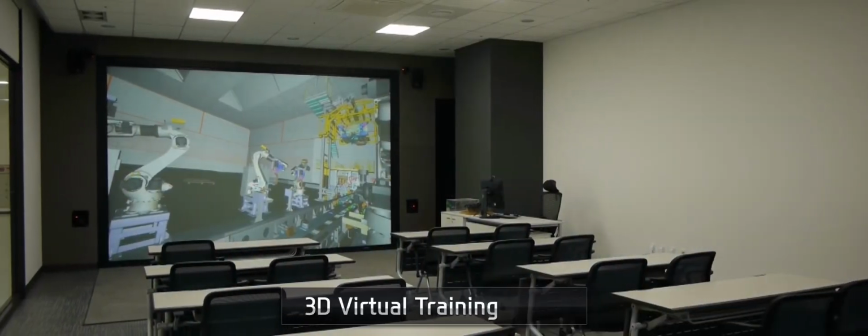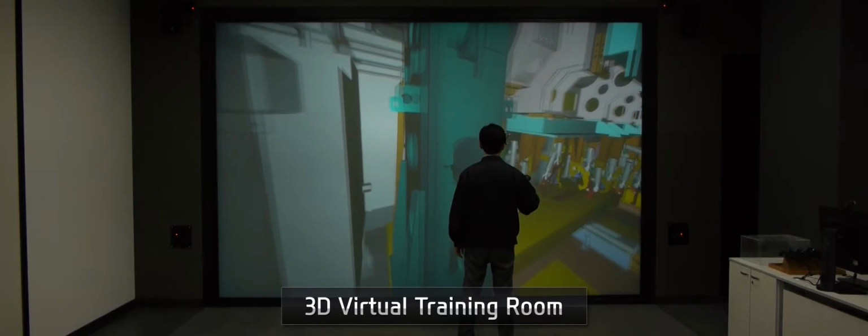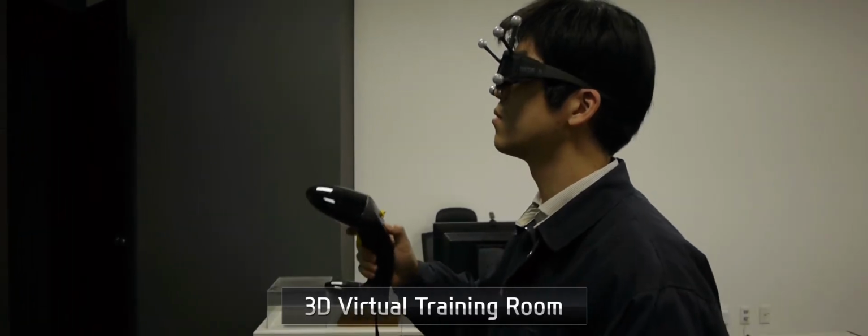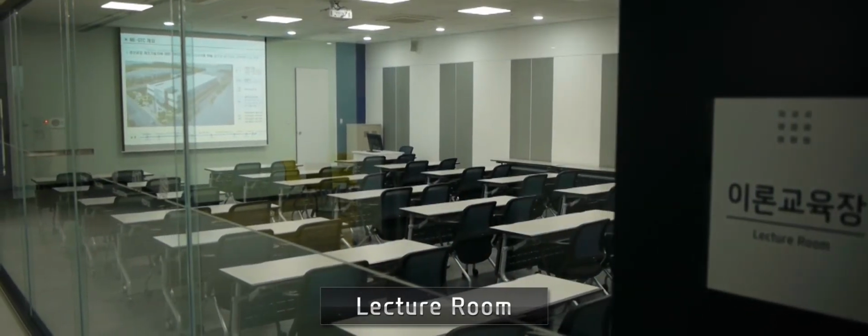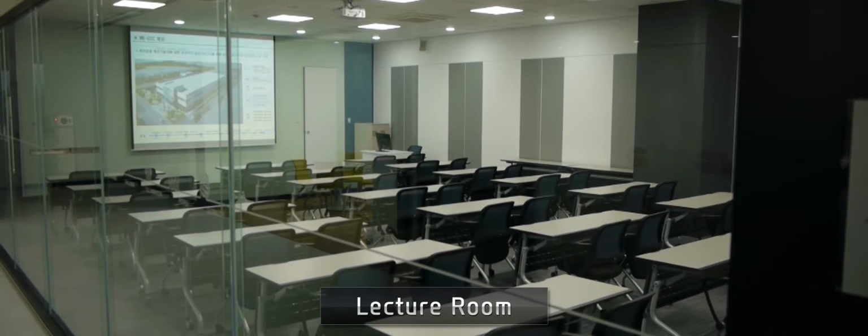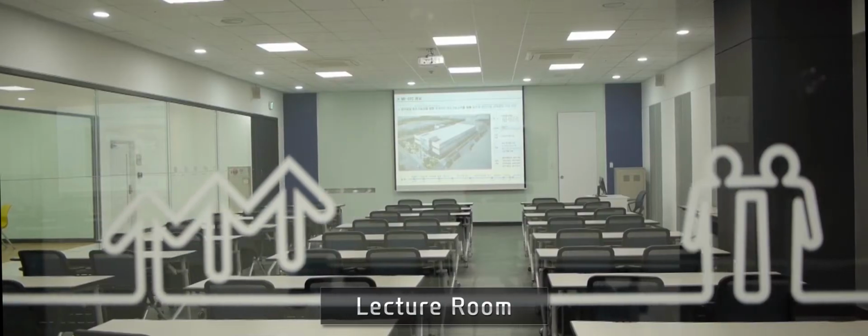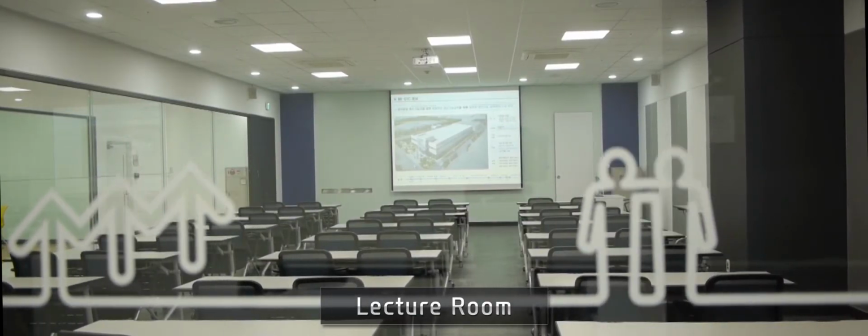In the 3D virtual training room, the limitations of practical training are overcome by using virtual technologies. The lecture room can accommodate 42 trainees. If necessary, the desks can be rearranged for team-based learning.